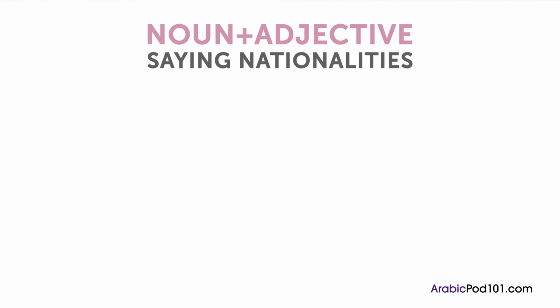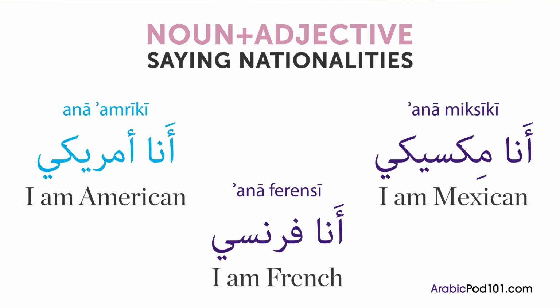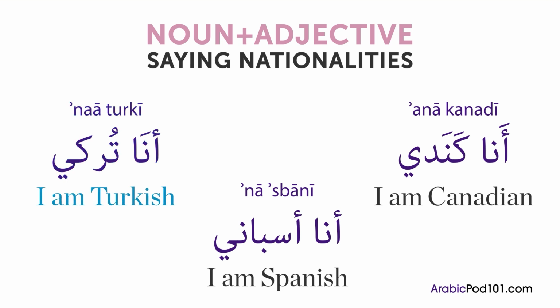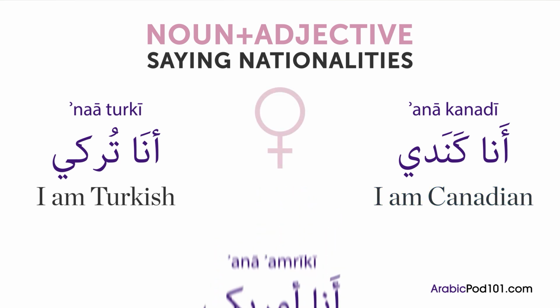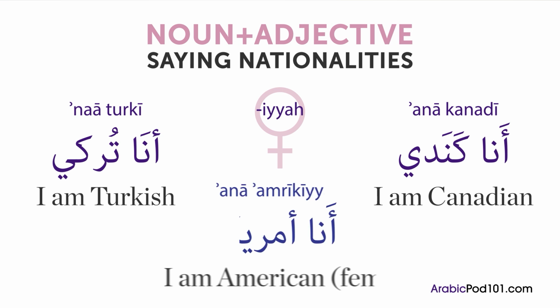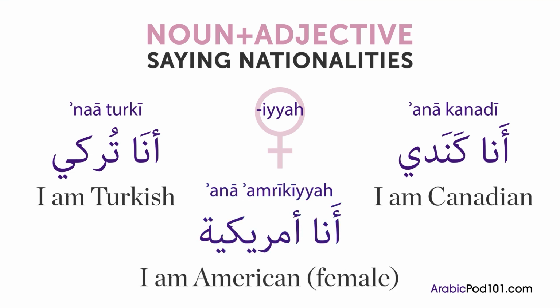Let's see how to say your nationality in Arabic first. أنا أمريكي. I am American. أنا فرنسي. I am French. أنا مكسيكي. I am Mexican. أنا تركي. I am Turkish. أنا أسباني. I am Spanish. أنا كندي. I am Canadian. For a female, you would add an "eeya" sound to the end of the nationality. So, أمريكي would become أمريكية, and so on.